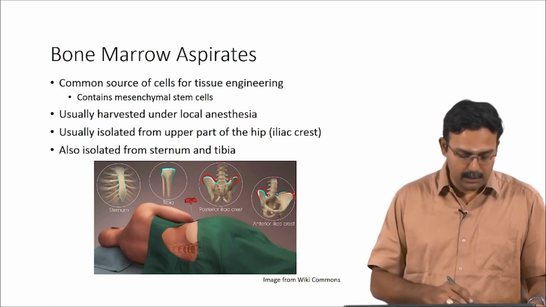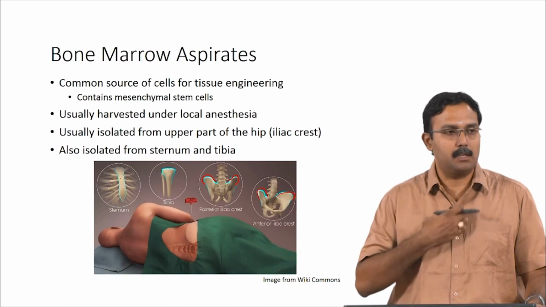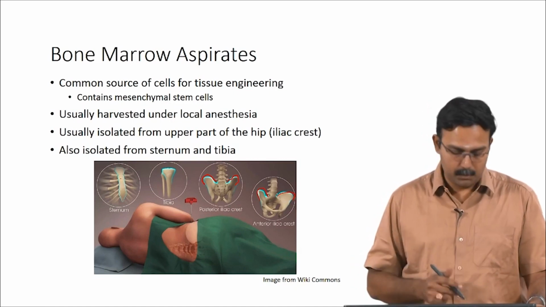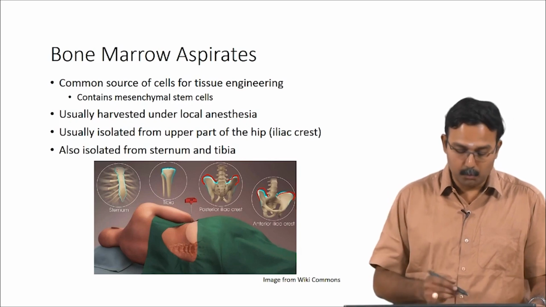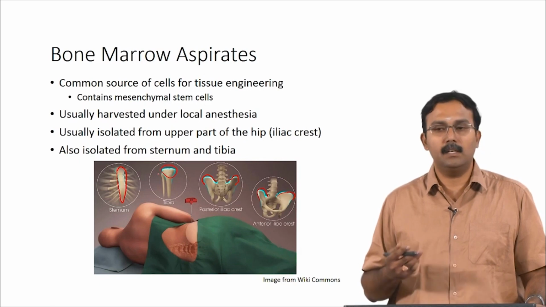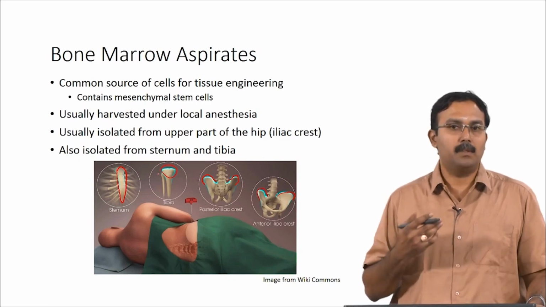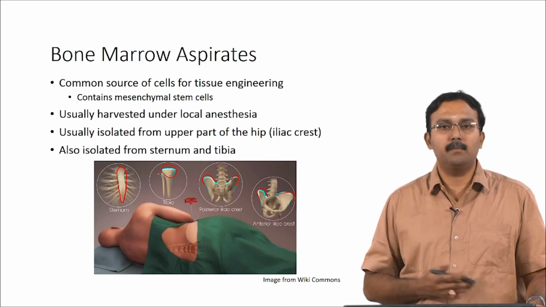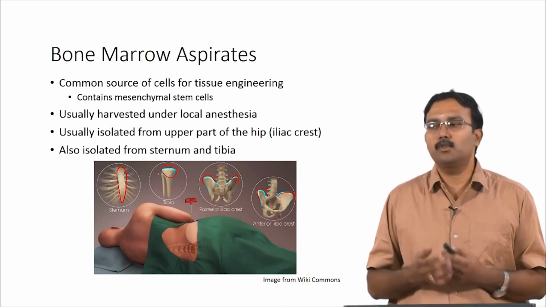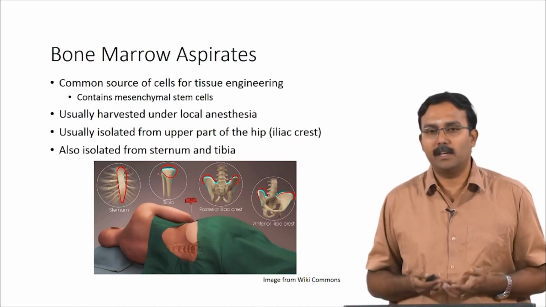These can also be isolated from the sternum. The sternum is what is in your rib cage. The rib cage is actually connected by something called a sternum, and the tibia is another bone in your leg. So, you actually can harvest mesenchymal stem cells from bone marrow aspirates from these tissues. Okay. So, the iliac crest is the most common tissue from where you try to harvest it.